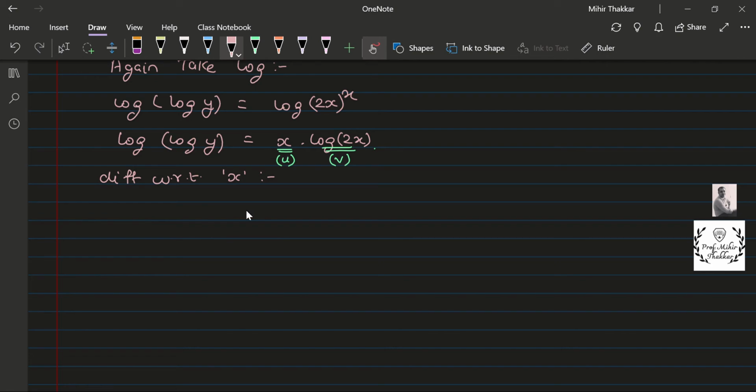On the right hand side, you have to apply the u into v rule. So it is v into derivative of u, so log 2x into derivative of x, plus u into derivative of v, so x into derivative of log of 2x. But on the left hand side, we have to apply the formula for log of fx.